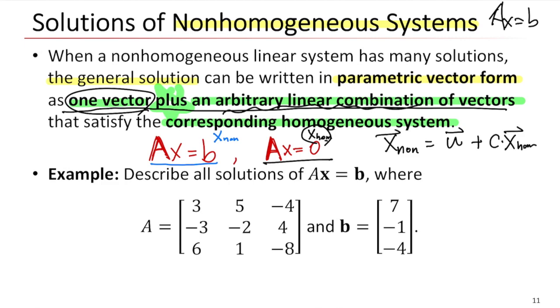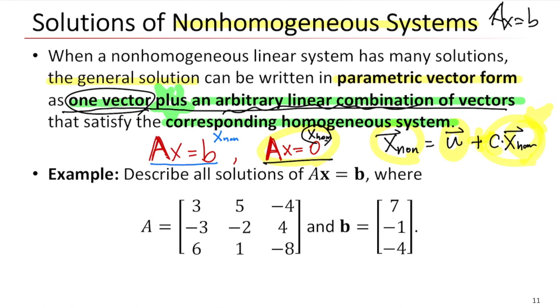So what does it mean? If we have the solution of the corresponding homogeneous system here, then we can represent the solution of the non-homogeneous system as a particular vector u plus the linear combination of the homogeneous system solution. Okay, so let's see the example.